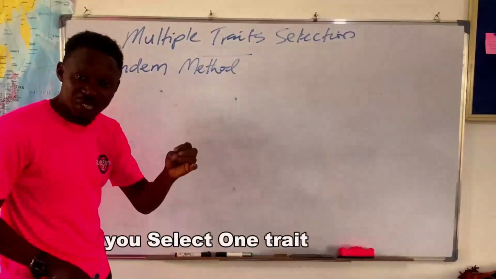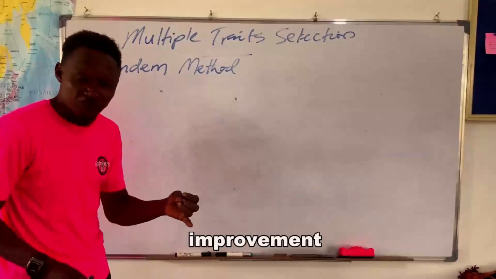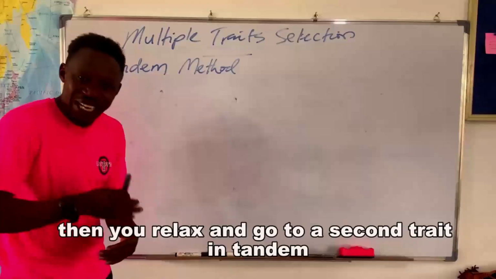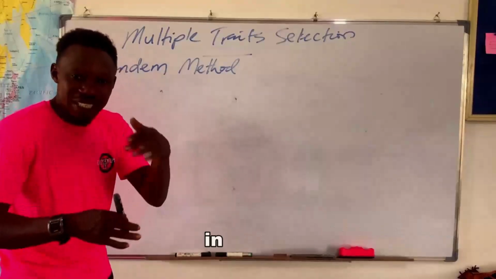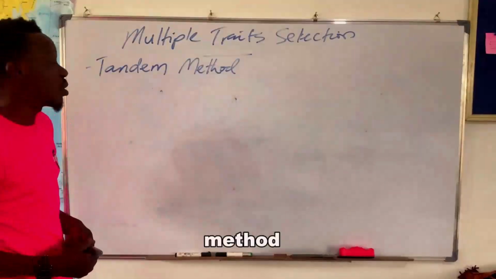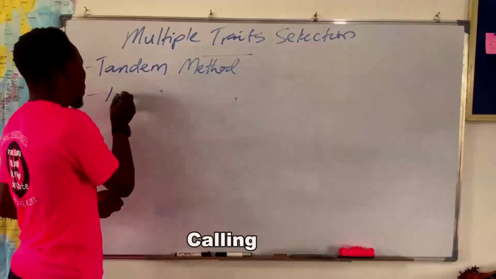You select one trait at a time, achieve appreciable or desirable improvement, then you relax and go to a second trait in tandem, just as the name goes, in tandem, step by step. The next method of selection for multiple traits is called independent culling level.